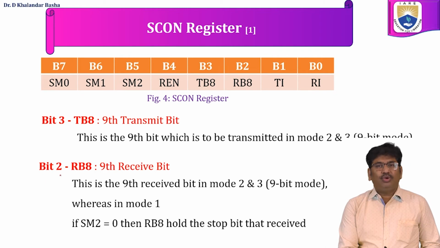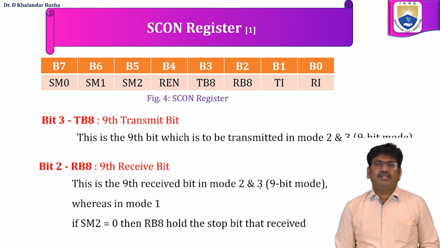The next bit is bit 2, which is RB8, which gives the 9th received bit. When we are receiving data of 9 bits, 8 bits are received into the SBUF and the 9th bit will be received in the RB8 position of the SCON register. This is the 9th bit received in mode 2 and mode 3, that is the 9-bit mode. Whereas in mode 1, if SM2 equals 0, then RB8 holds the stop bit that is received, for a multiprocessor system.